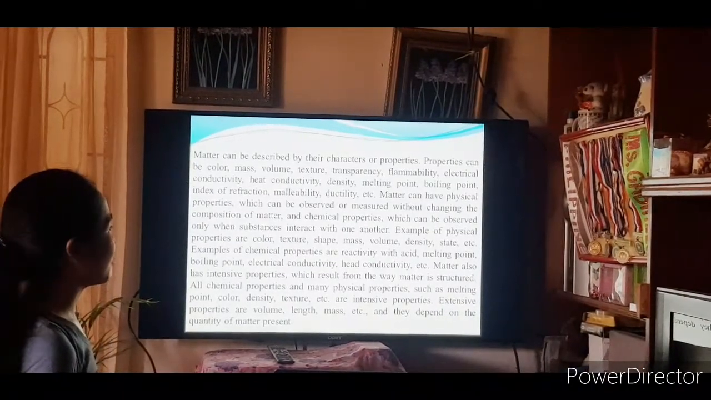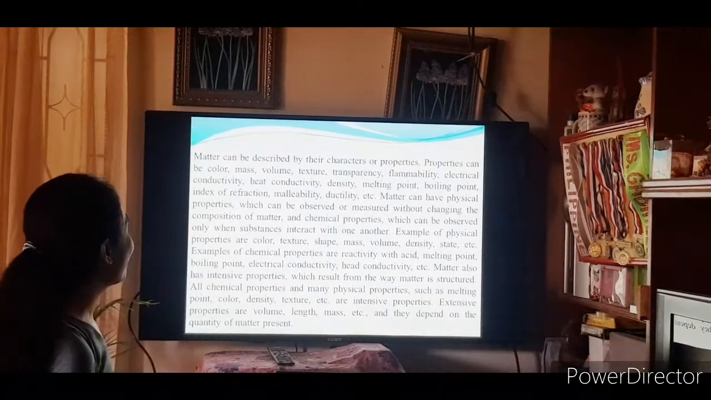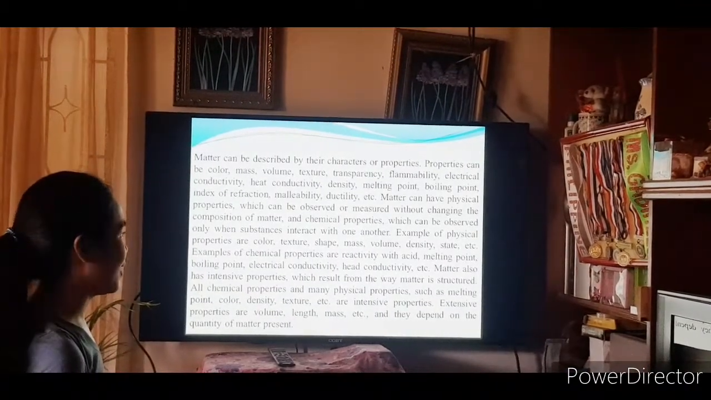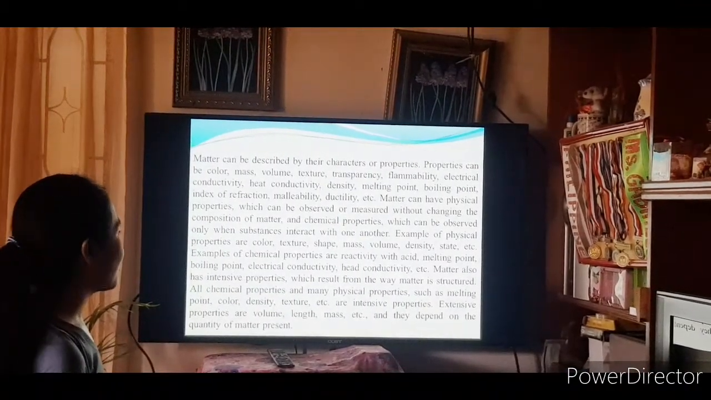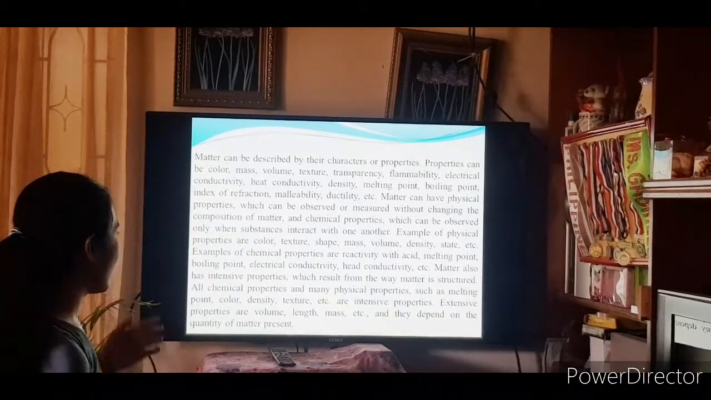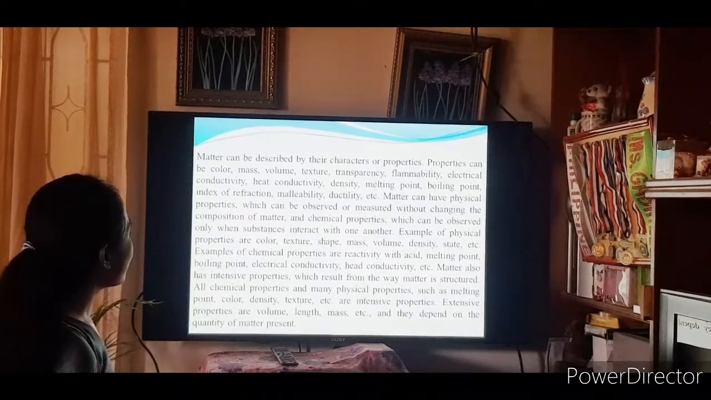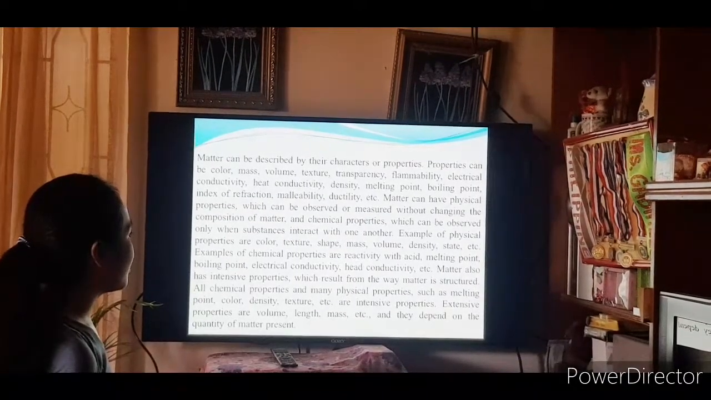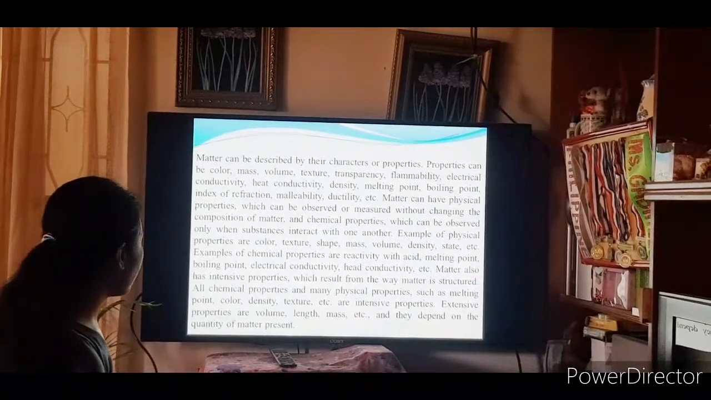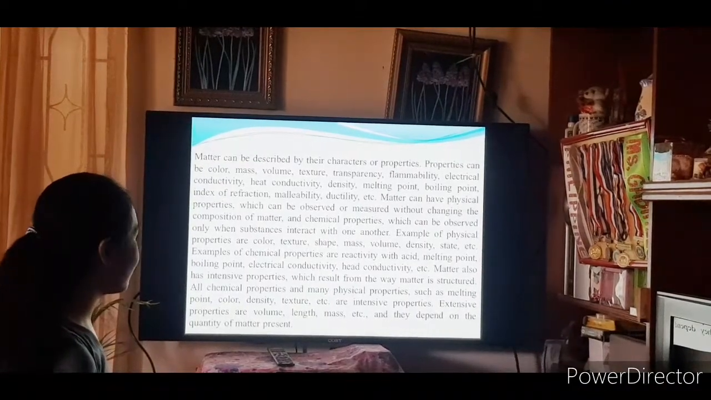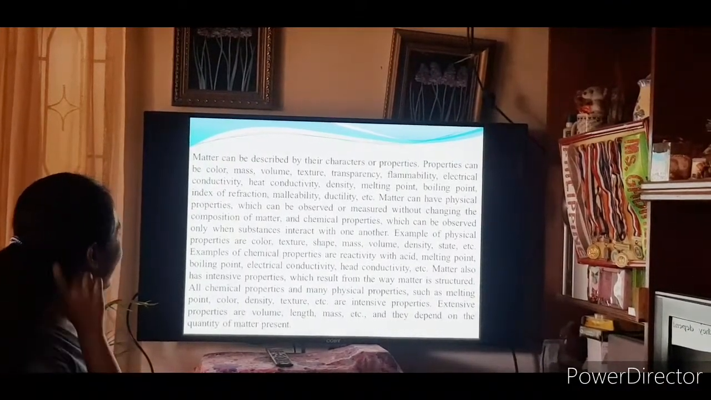of matter, and chemical properties, which can be observed only when substances interact with one another. Examples of physical properties are color, texture, shape, mass, volume, density, state, etc. Examples of chemical properties are reactivity with acid, melting point, boiling point, electrical conductivity, heat conductivity, etc.